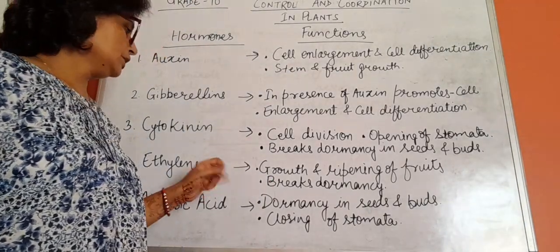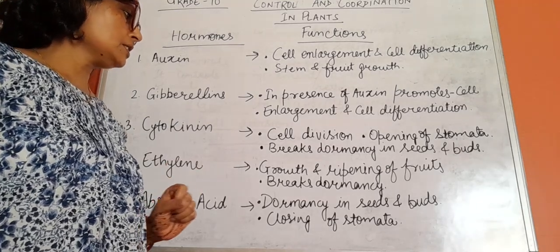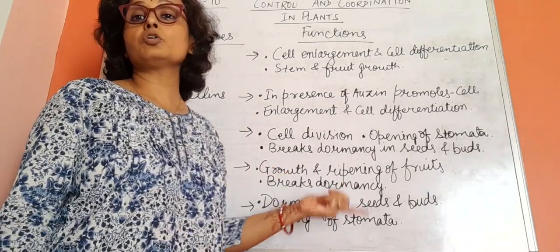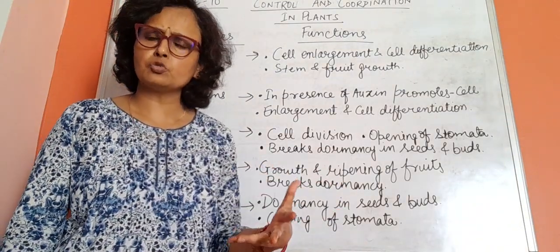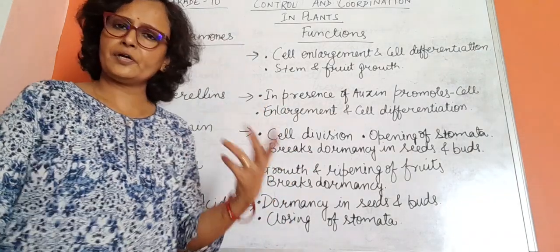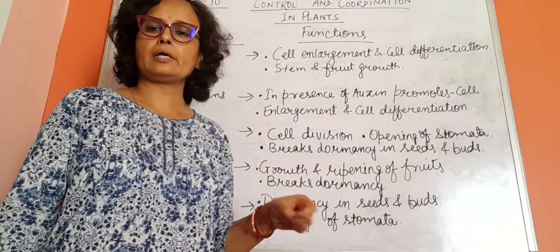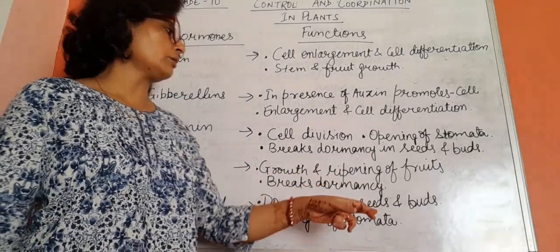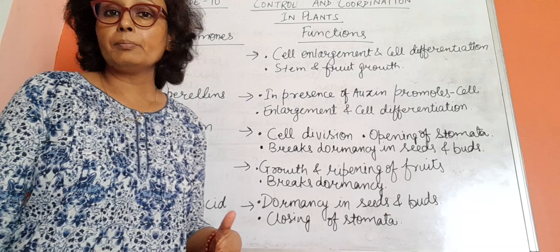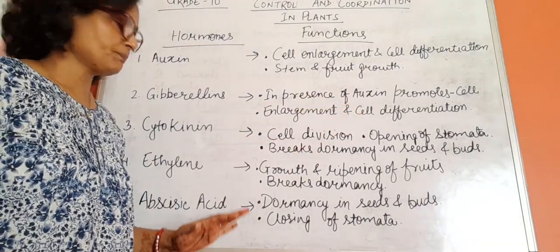Now next is ethylene. Ethylene is also called ethene. Ethene is basically for growth and ripening of the fruit. When fruits are fully ripened and a different kind of smell or fragrance comes, that is because of ethylene. So it promotes growth and ripening of the fruit and breaks dormancy. Again, it also breaks the dormancy of seeds, buds, etc.